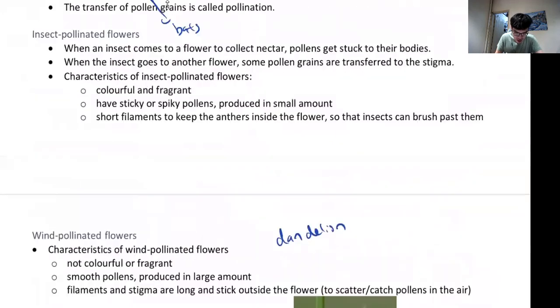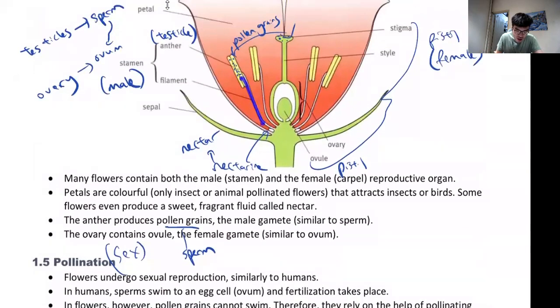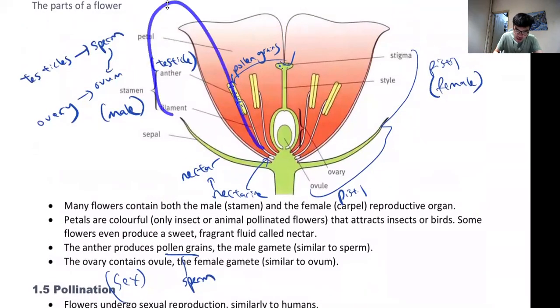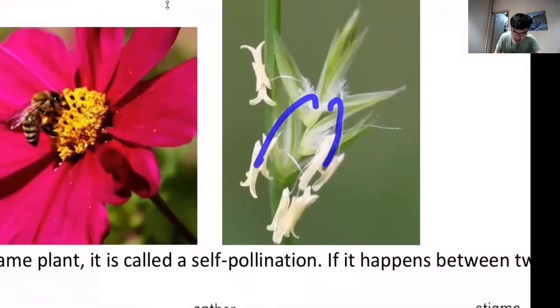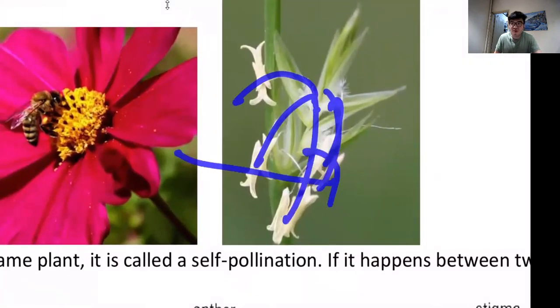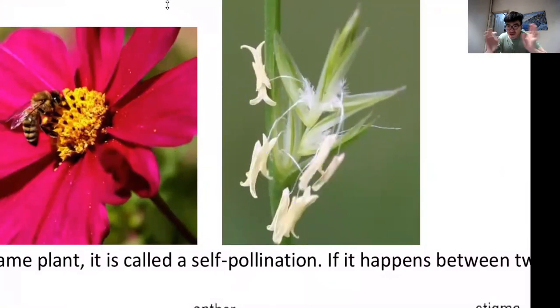They have sticky or spiky pollen. The pollen is very sticky, so when they pass through, it will stick to their body. They produce it in small amounts. They don't produce a lot of pollen because they don't need to. They have short filaments to keep the anthers inside the flower, so the insect can brush past them. You see, they purposefully grow this thing short. Whereas if you are wind pollinated, you will grow this thing so long, you will hang it outside. Why? So the wind can blow. Can you see? The anther and the stigma are sticking outside the flower because they want the wind to blow. So they function very differently.